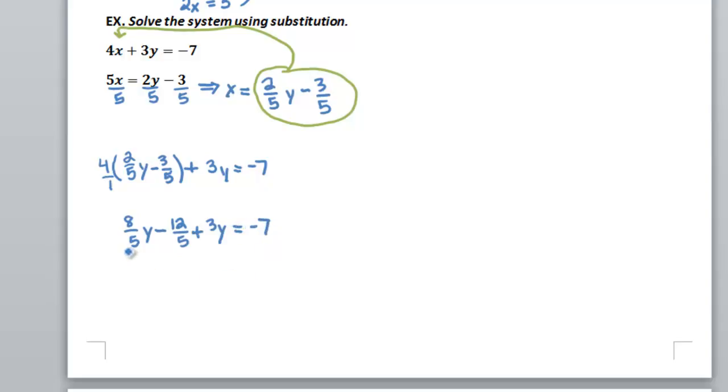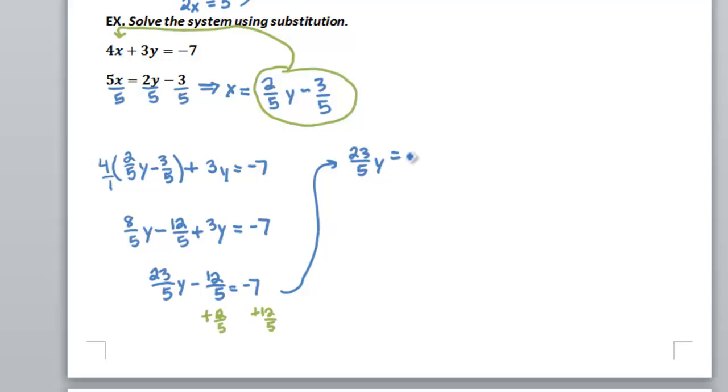Now we combine our like terms. 8/5 y plus 3y. 8/5 plus 3 you can do on scratch paper or in your calculator. You'll get 23 over 5y minus 12/5 equals negative 7. Now we need to add the 12/5 to both sides. So we have 23 over 5 times y is equal to, and negative 7 plus 12/5 is negative 23/5.